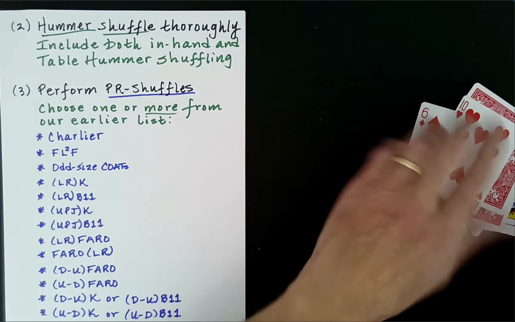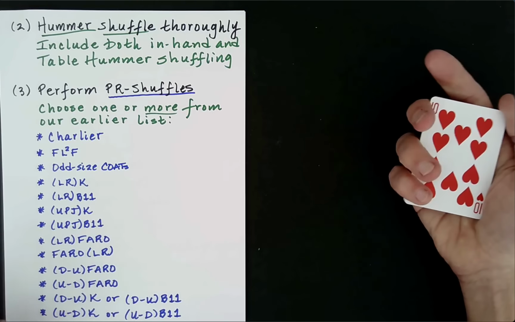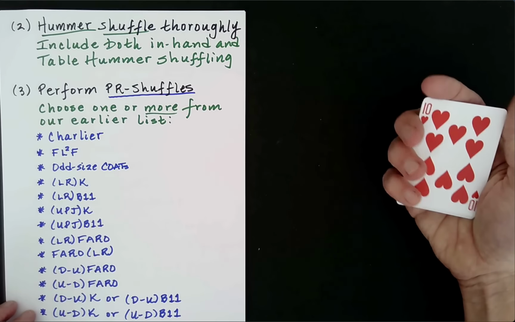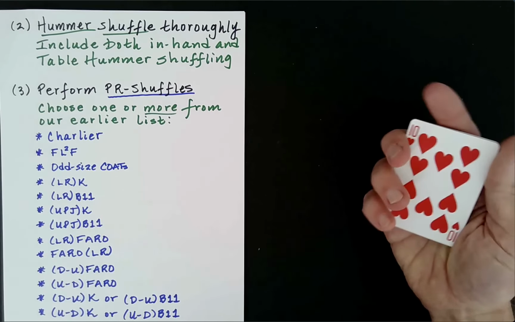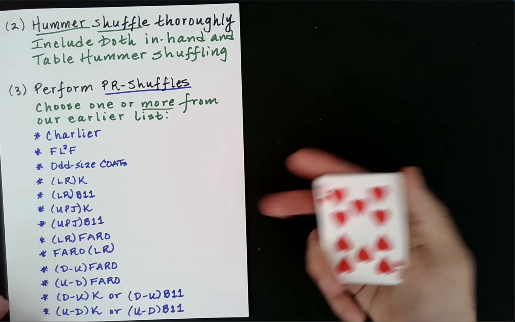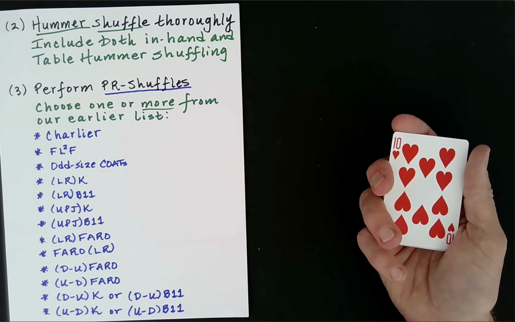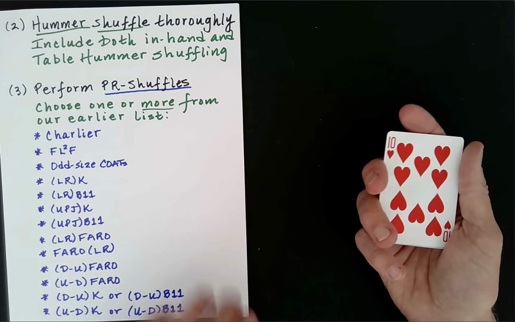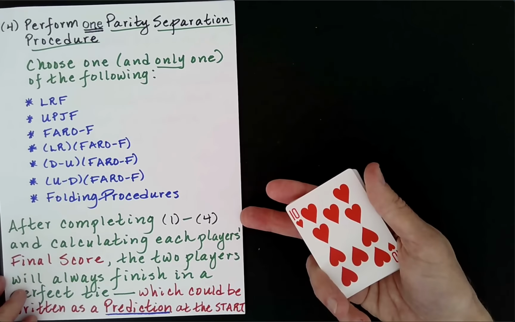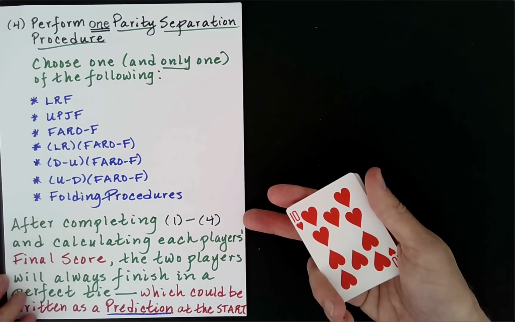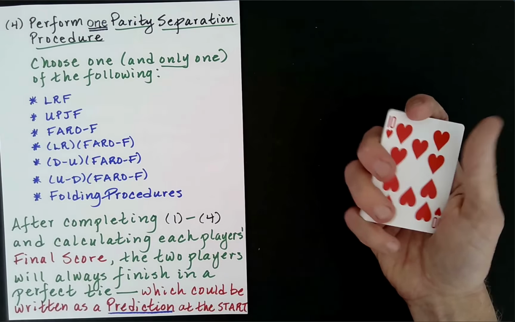So any of the Hummer shuffles, including, not sure why I listed it here, not on the other pages. Here's all of the PR shuffles you can perform, and it won't hurt the Hummer structure here. Okay, so I'll have you just look at that. Okay, and now perform one. I'm not sure why I didn't do this on the other ones. Perform one parity separation procedure.